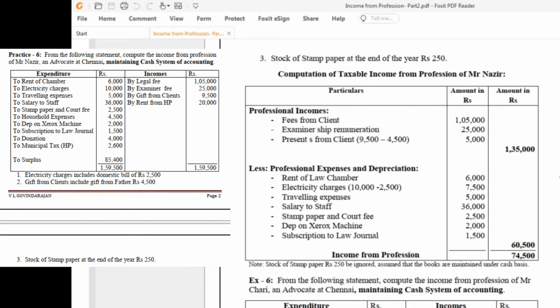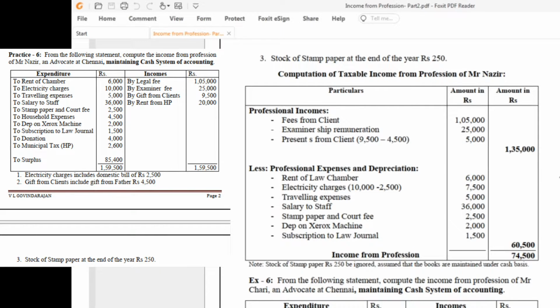With this income we have to adjust less professional expenses and depreciation. We'll see the debits one by one. What are the adjustments given? Electricity charges include a domestic bill of 2,500. Total charges 10,000. In that 10,000, 2,500 is domestic personal, so balance 7,500 is only for his official electricity charges.